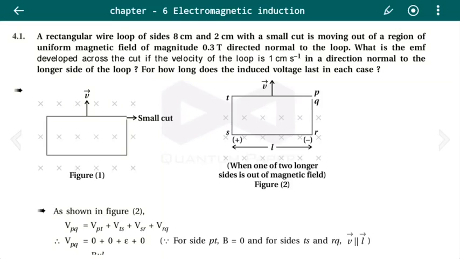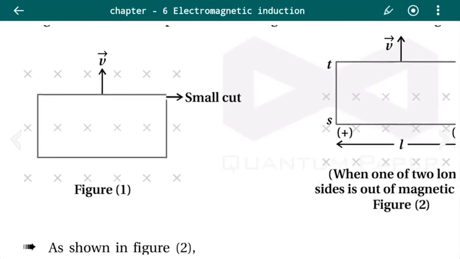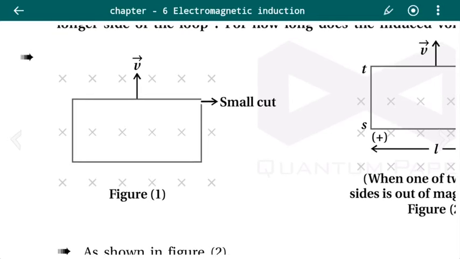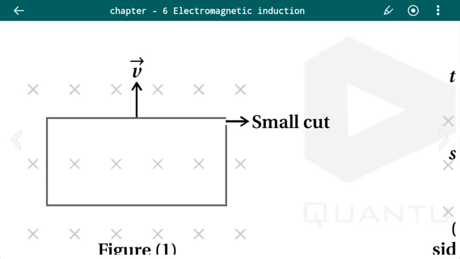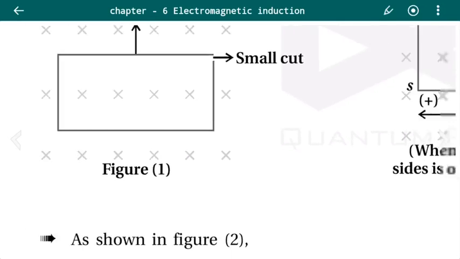If the velocity of the loop is 1 cm per second in a direction normal to the longer side of the loop, for how long does the induced voltage last in each case? So as you can see in the figure, the rectangular loop is placed in the magnetic field and the magnetic field is going into the plane of the paper, and as you can see the direction of the velocity, the loop is moving in the upward direction.